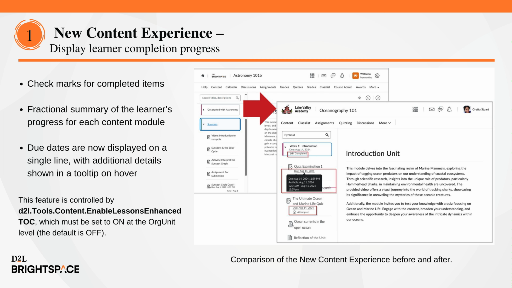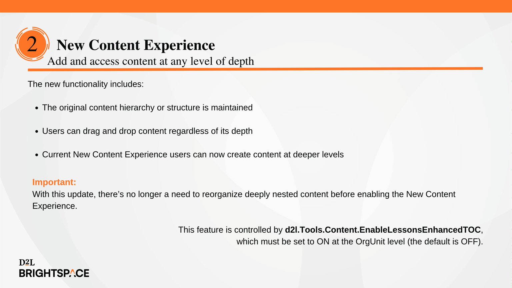With this month's release, in the New Content Experience, learners can now track their completion progress within a module in the following ways: checkmarks for completed items, fractional summary of the learner's progress for each content module, and due dates are now displayed on a single line, with additional details shown in a tooltip on hover. This feature is available to all clients and controlled by the new Enable Lessons Enhanced TOC configuration variable, which must be set to on at the org unit level. Its default is off.